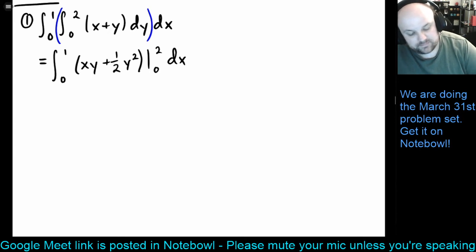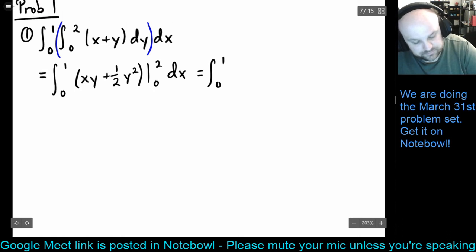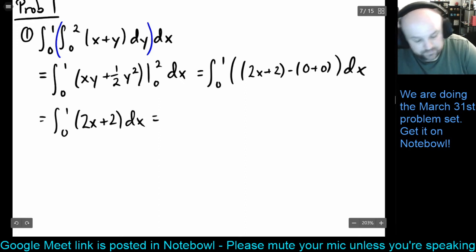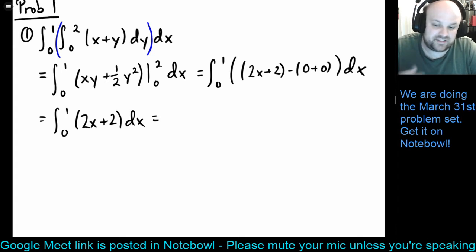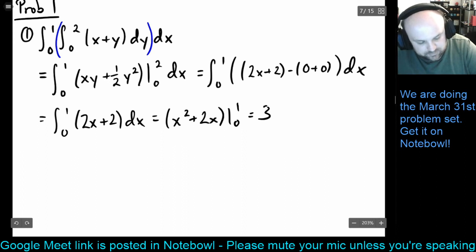All right. So let's go ahead and plug in these values. We get 0 to 1. Plug in the 2, and we're going to have 2x plus 2. Minus plug in the 0. We get 0 plus 0 dx. That's the integral from 0 to 1 of just 2x plus 2 dx. So integrate, this is now just our usual business here. x squared plus 2x from 0 to 1. And I'll spare the work. This works out to be 3.